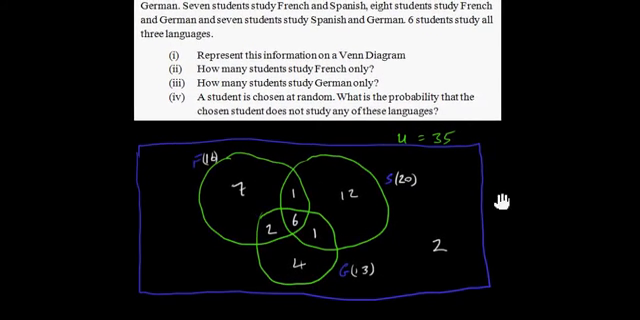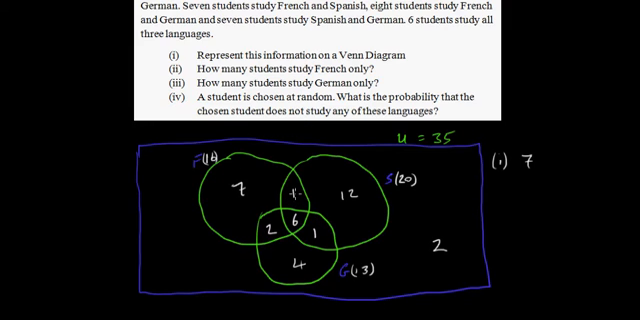So let's just answer the remaining questions then. Well, we have represented the information on the Venn diagram. We've done that now. How many students study French only? Now French, this word only here is very important. French only will be these 7 here. These 7 here will be students who only study French.